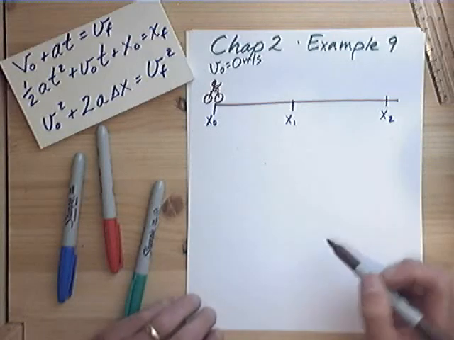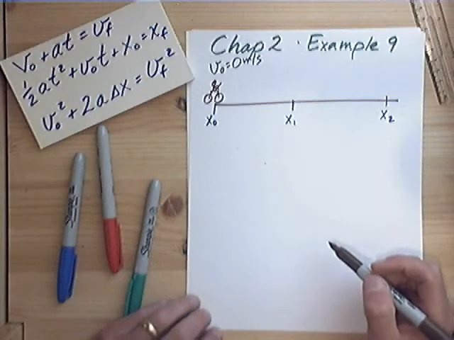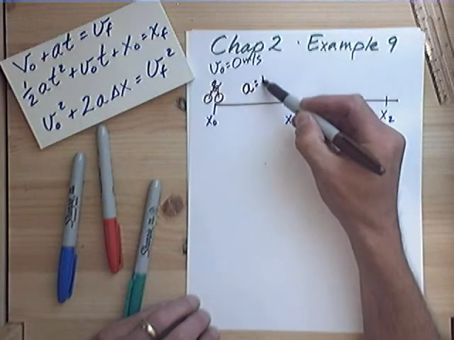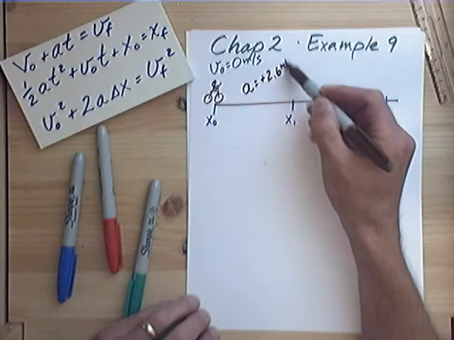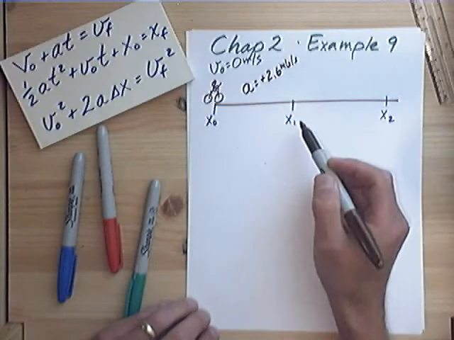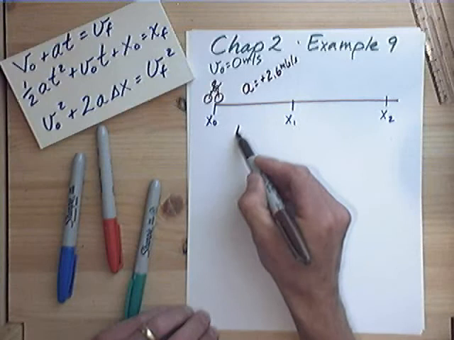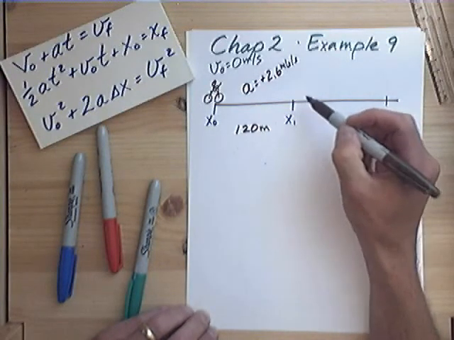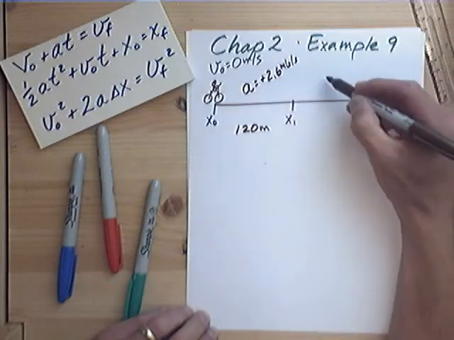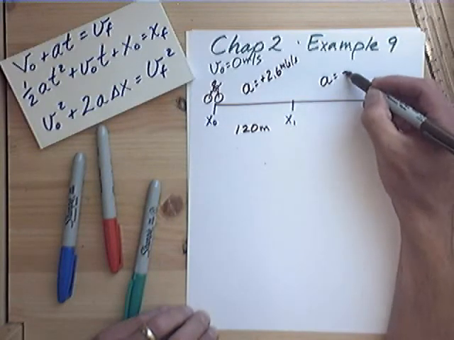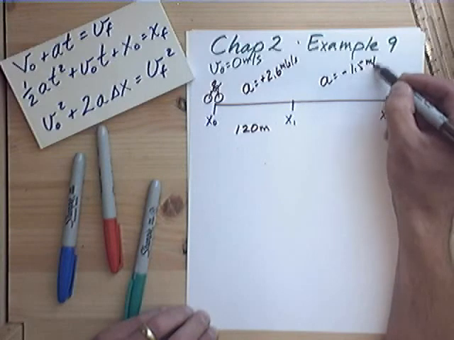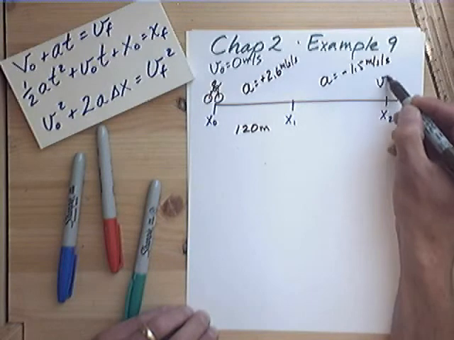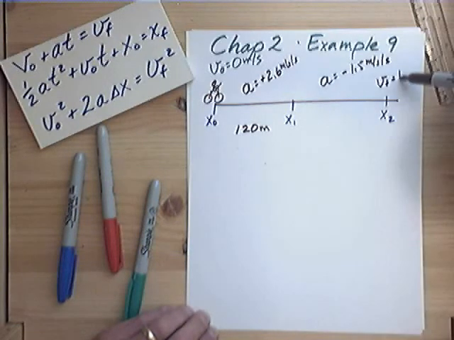Here's example 9. So we have a motorcycle that starts from rest and accelerates at 2.6 meters per second every second until it travels 120 meters. Once it reaches this point, it accelerates at negative 1.5 meters per second every second until it reaches some final velocity of plus 12 meters per second.